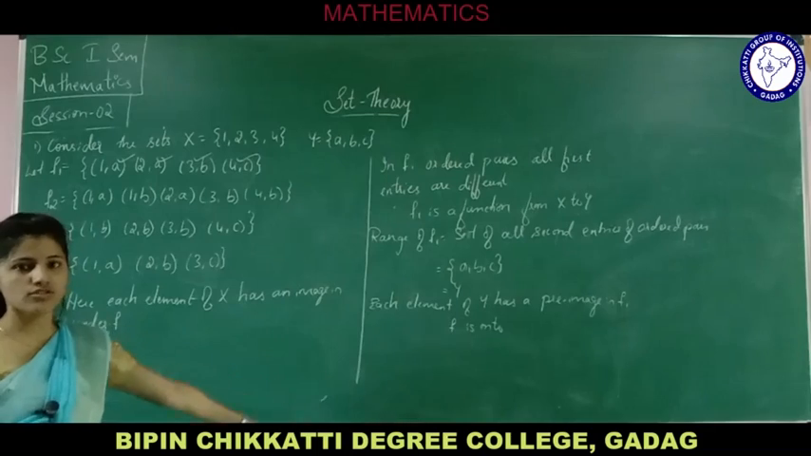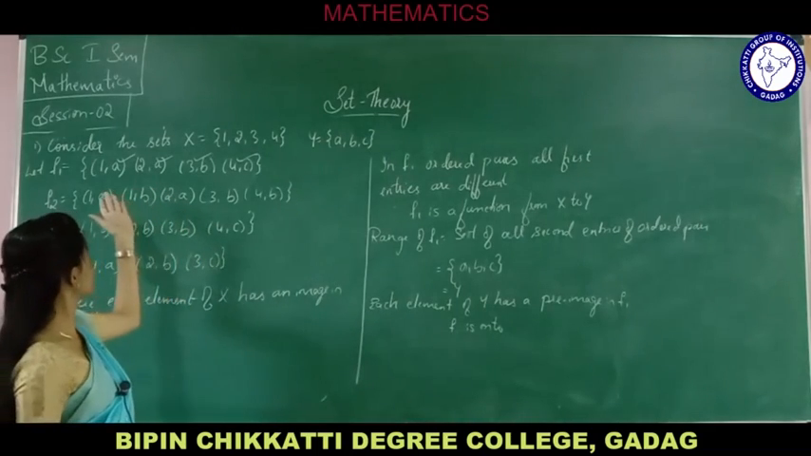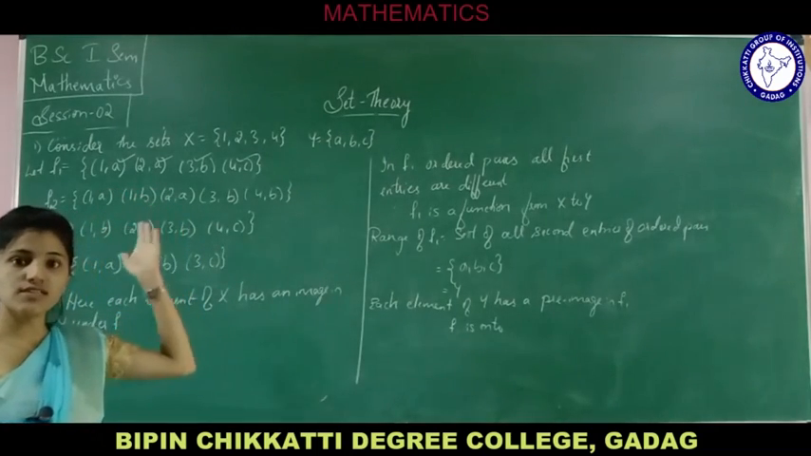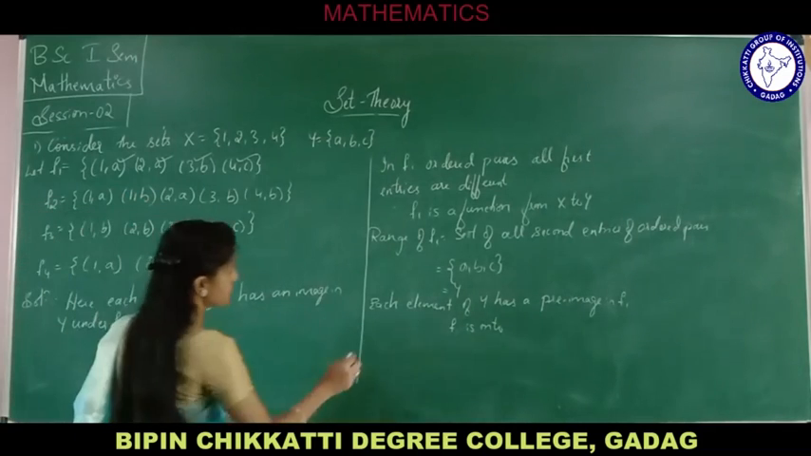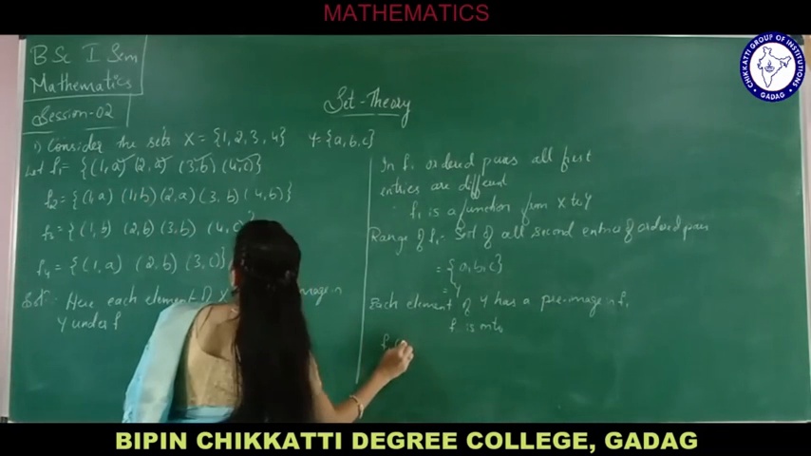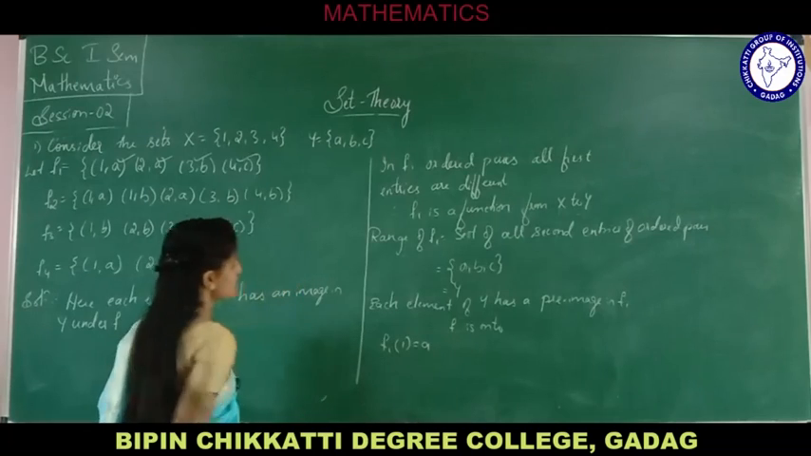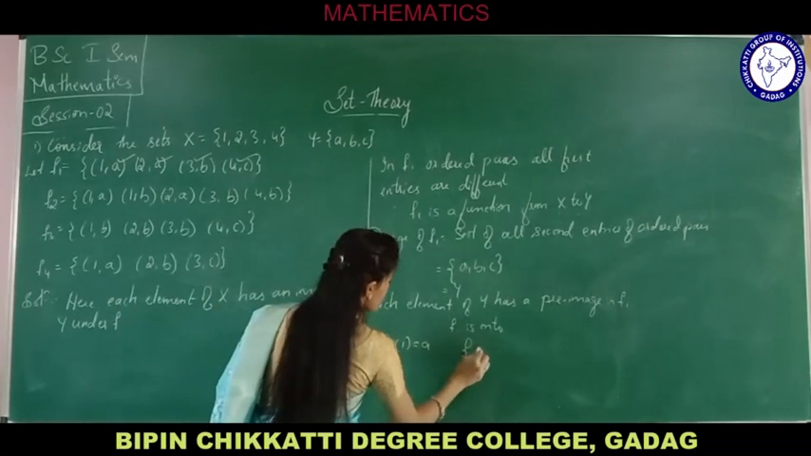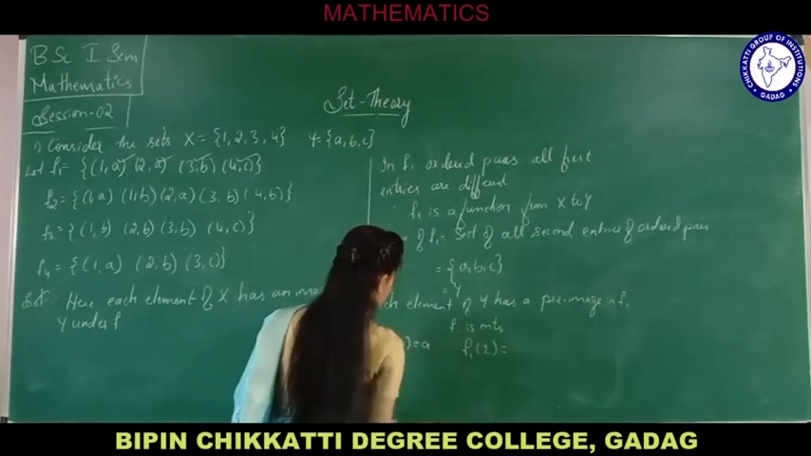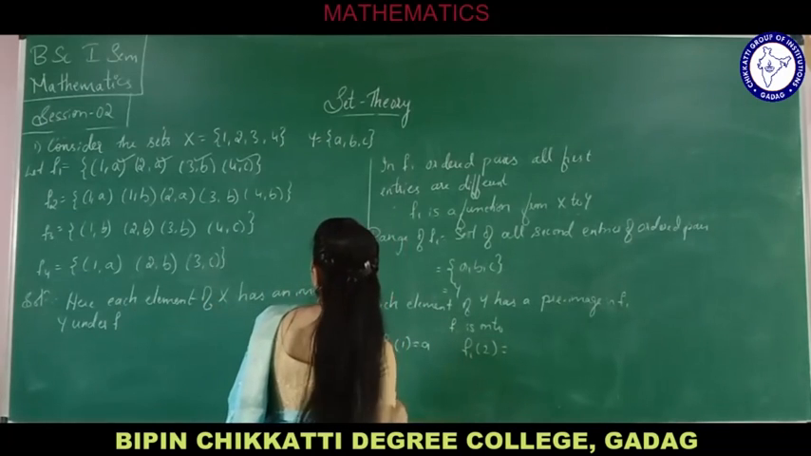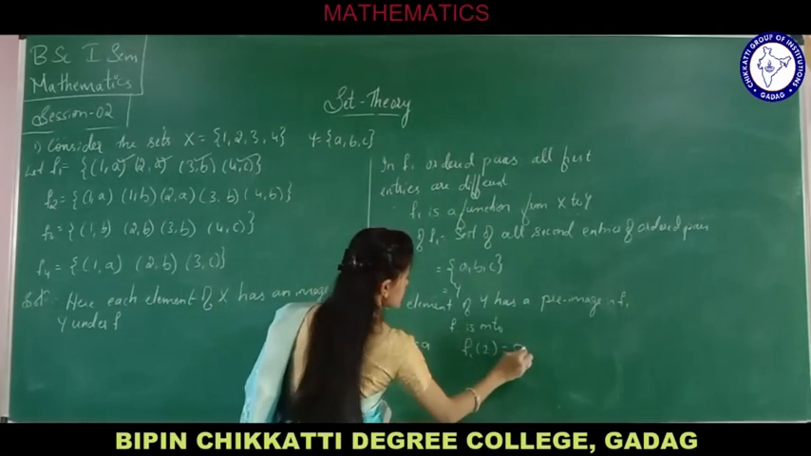So how are we going to say it? f1 of 1 is a, whereas f1 of 2 is also equal to a.